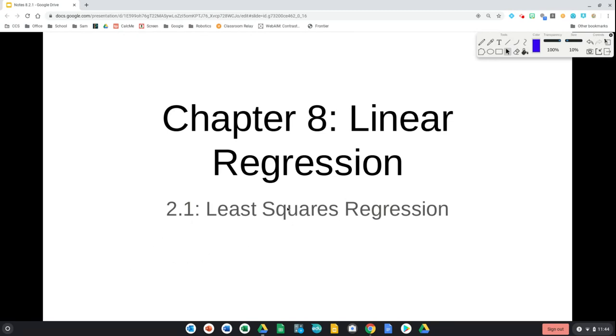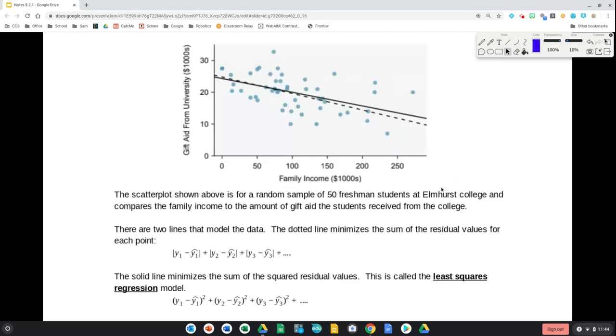And there's two different possible best fit lines that we could look at. One of them is very easy to find, the other one's very difficult. So we're going to look at the one that's very easy to find. But here's an example of those two best fit lines. We have some data here that represents the financial aid that a student gets from a university versus their family income. And so that's what we're looking at.